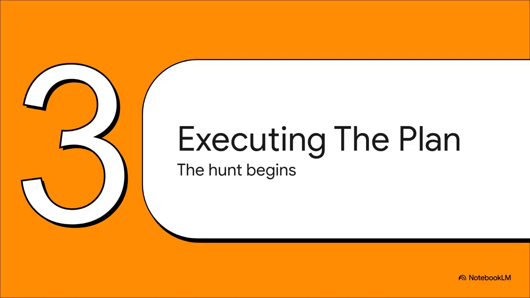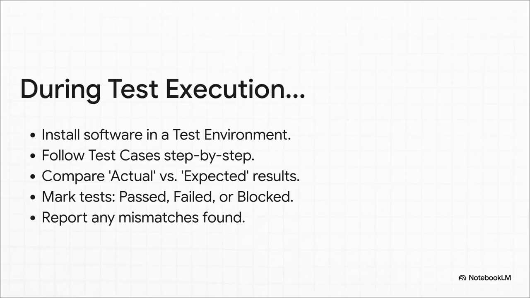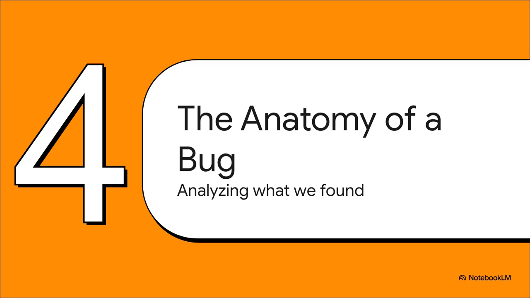So all the planning's done. The maps are all drawn up. Now, with our test cases in hand, the hunt finally begins. Okay, now the action starts. In a safe, controlled place called a test environment, testers follow their checklist to the absolute letter. They compare what they actually see with what they expected to see. Every single match is a pass, but every mismatch, now that is a potential discovery. And that something, that mismatch, that is the entire reason we're on this hunt. It means we've successfully flushed out a bug.